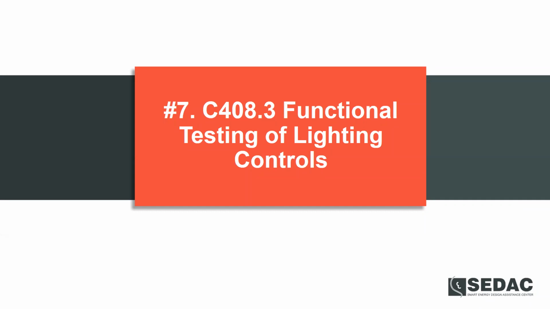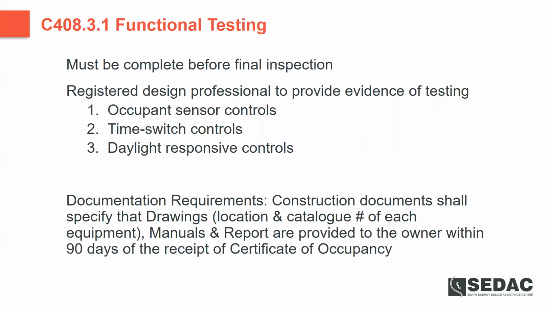First thing we're going to cover is the functional testing requirements in the code for lighting controls. Functional testing must be completed before the final inspection. A registered design professional is to provide evidence of that testing for all the different controls installed for the lighting system, so occupancy sensor controls, time switches, and daylight responsive controls.